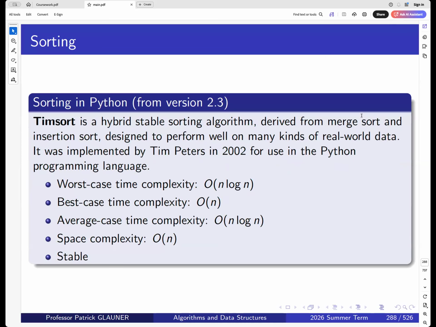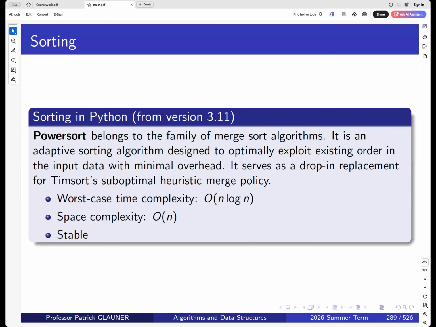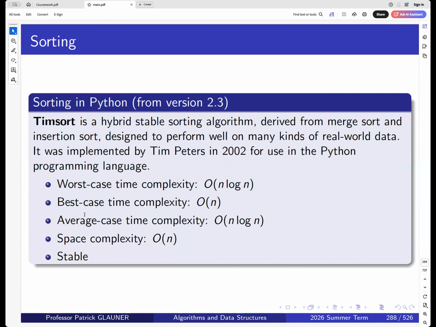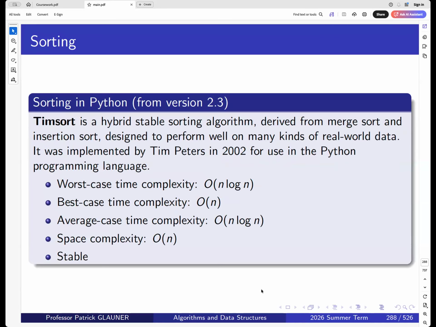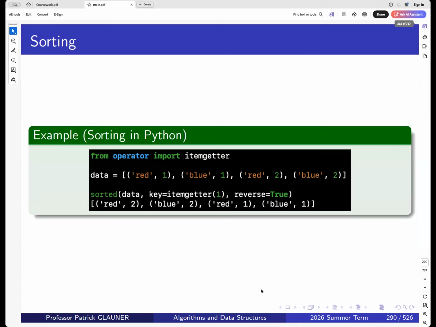So both derived from merge sort, but this power sort, it appeared some 20 years after the Tim sort, has a worst case of O of n log n and a space complexity of O of n and is stable. I think it's important that both are stable. And I told you quicksort is not stable, but there are also stable variations of quicksort.